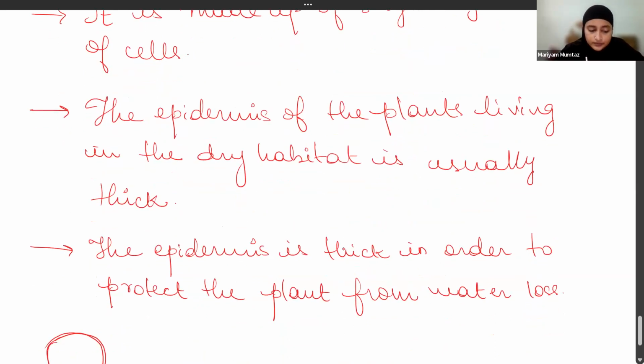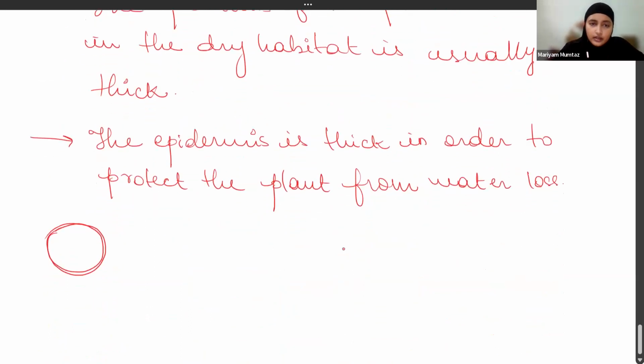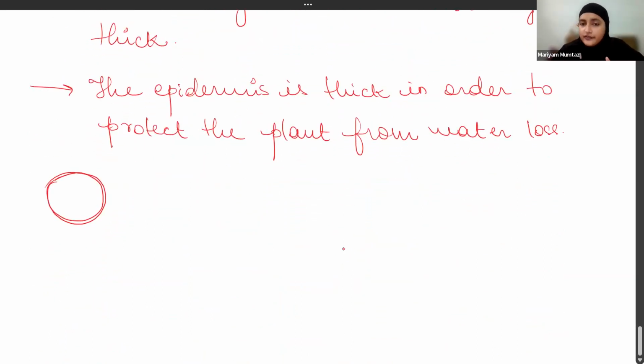Okay. Now, the whole plant surface, the entire plant surface, has a covering of epidermis. As I said, the epidermis is the outermost layer. So it means that the whole plant body will have epidermis as the outermost layer. Is it clear?